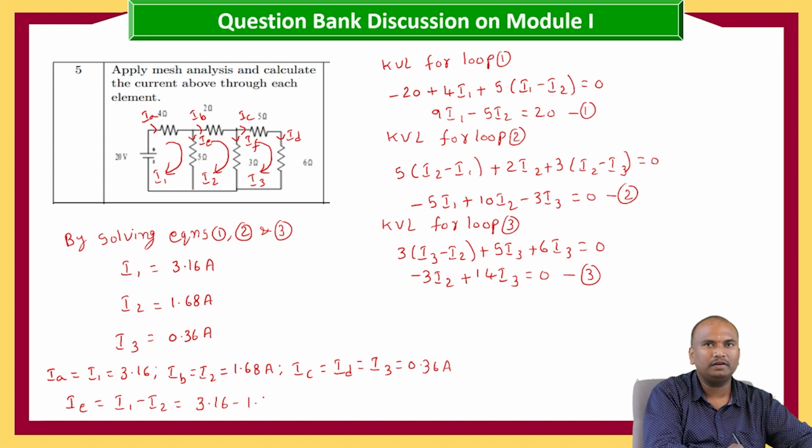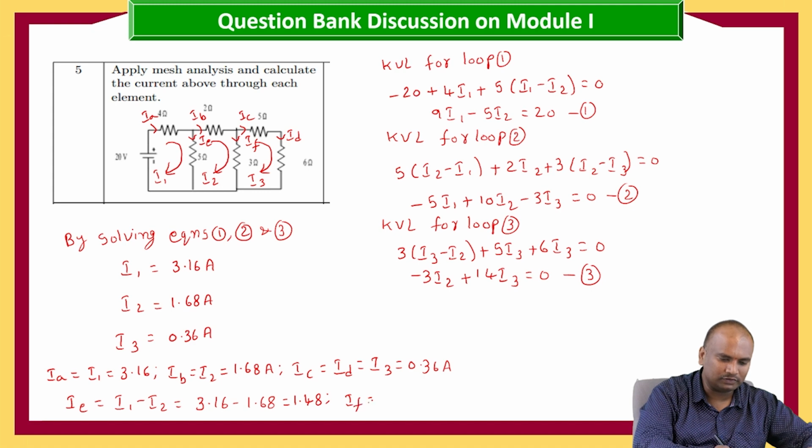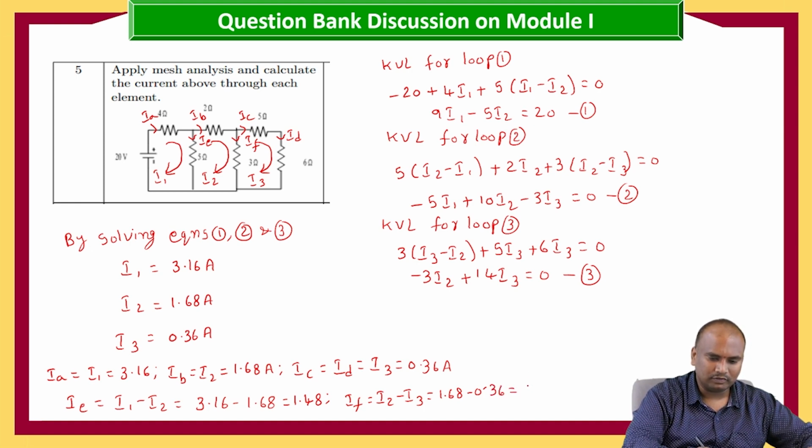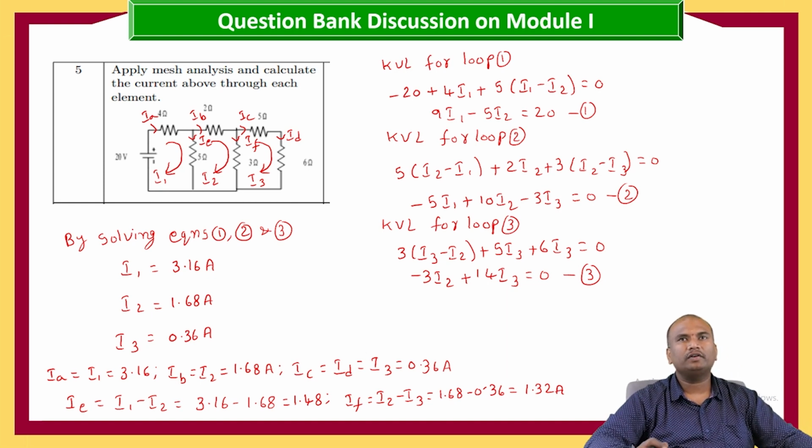Now IE, because it is in the downward direction, is I1 minus I2, 3.16 minus 1.68, that is equal to 1.48, and IF is equal to I2 minus I3, that is 1.68 minus 0.36, which is equal to 1.32 amperes. This is the way we have to calculate the currents flowing through each and every branch in the given circuit.